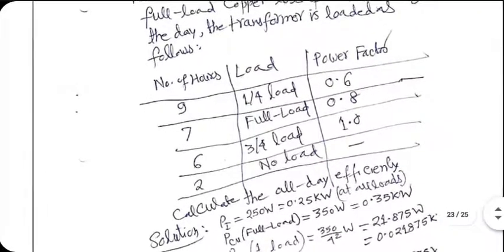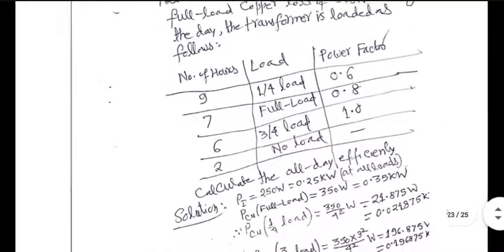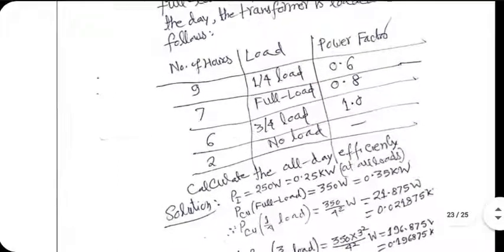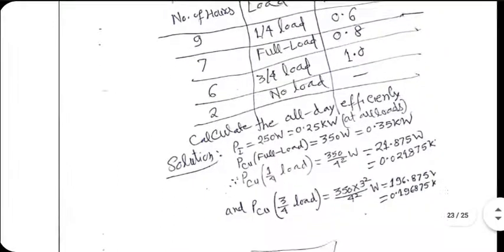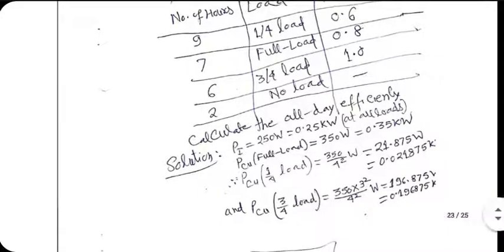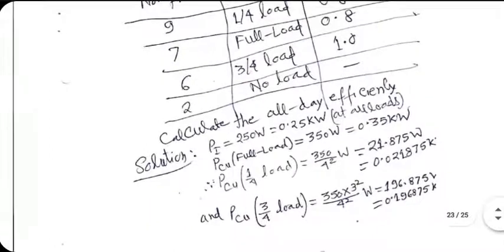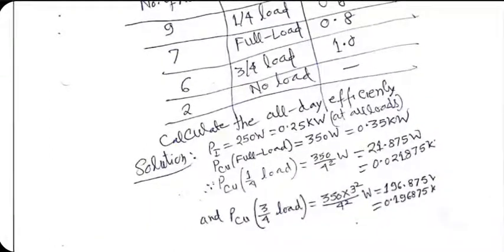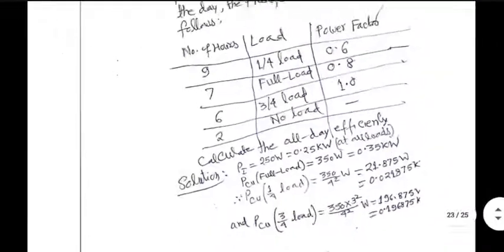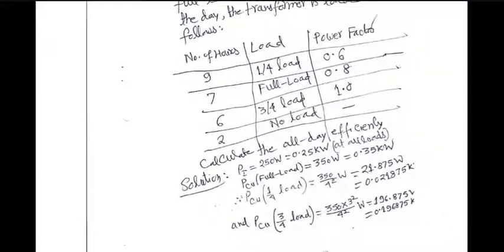which is about 21.875 watt. And at 3 by 4 load, which is another case given to us, it will be 3 square divided by 4 square multiplied by full load value, which is 350 watt. So you get 196.875 watt. It is watt actually. These values will be used now for energy calculations.